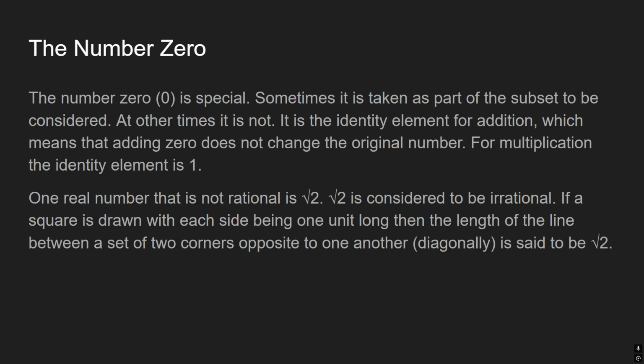The number 0 is special. Sometimes it is taken as part of the subset to be considered, and at other times it is not. It is the identity element for addition, which means that adding 0 does not change the original number. For multiplication, the identity element is 1.